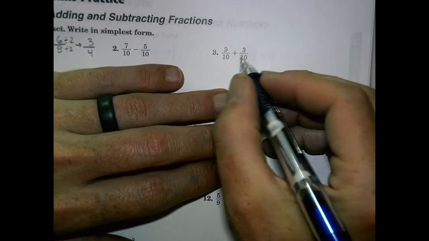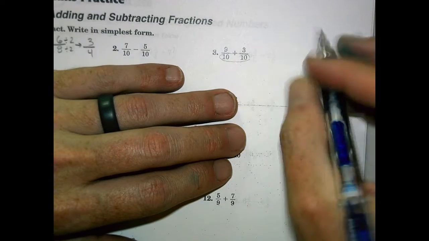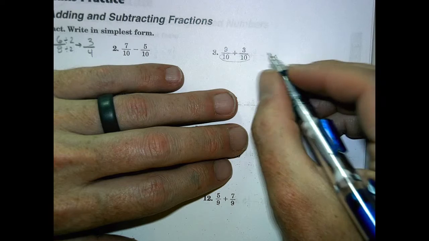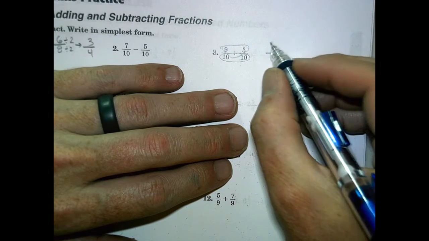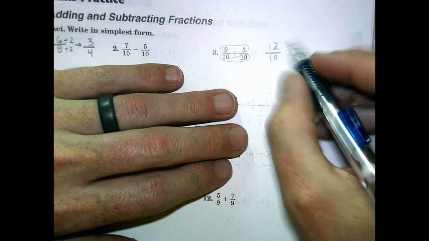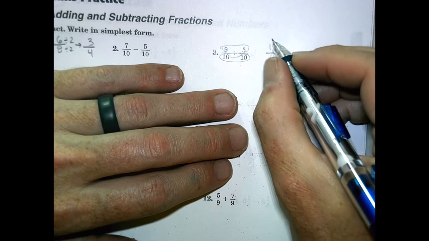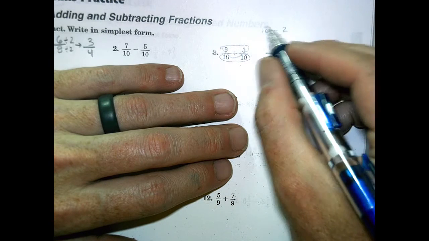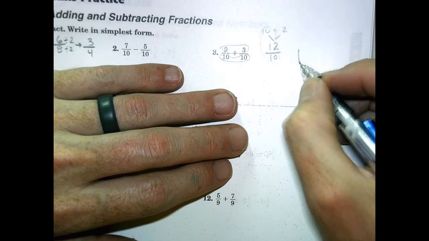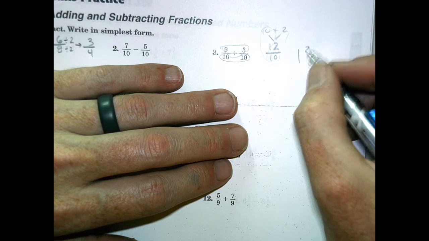Number 3, same denominator, so it's alike, so we keep the denominator the same. We just add 9 plus 3. 9 plus 3 is 12, but now that one's too big. So I can break 12 up into what? I can say it's 10 plus 2. So 10 over 10 is what? 1. And then 2 over 10 is 2/10.